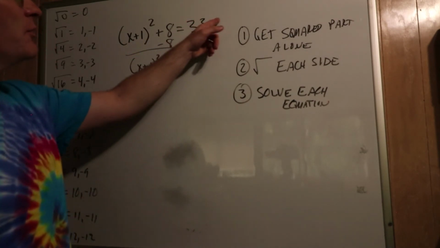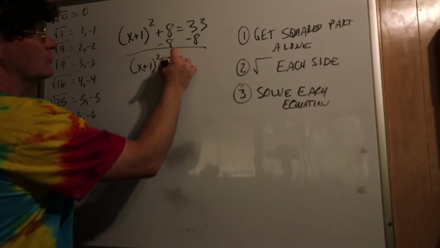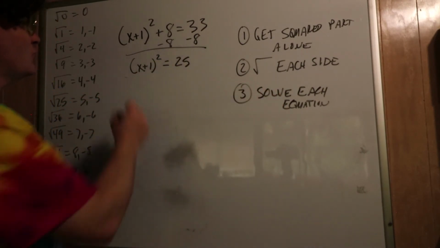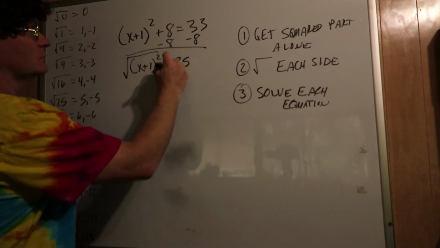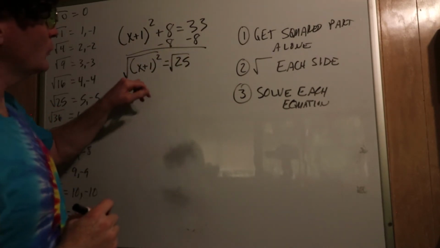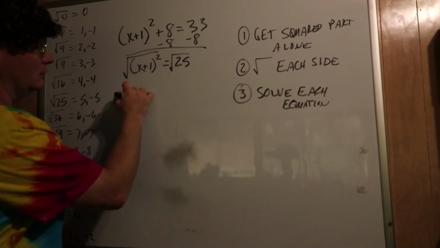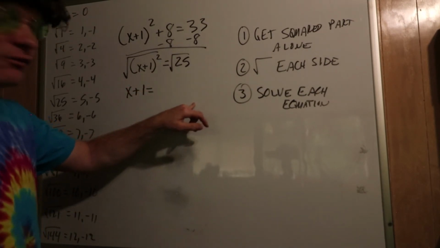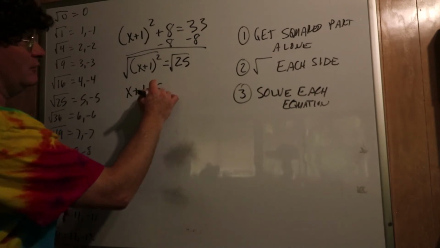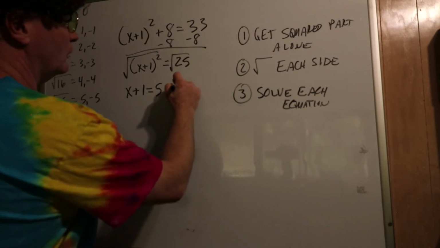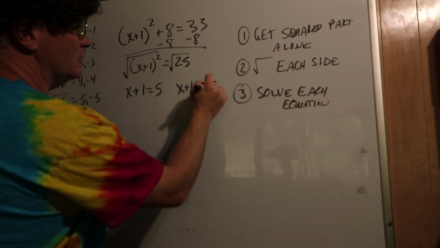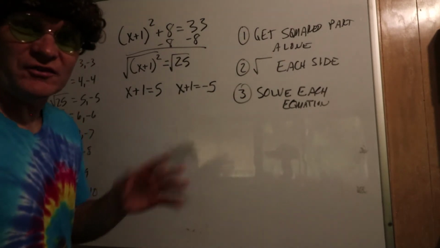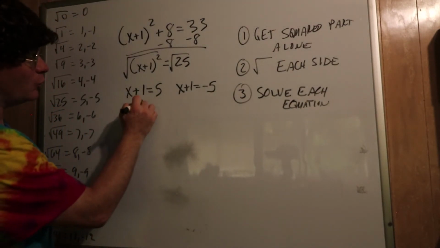See, 33 minus 8 is 25. Okay, step 2, square root each side. Square root of (x + 1)² is just x + 1. Square root of 25, well, that is positive 5. And then the other square root of 25 is negative 5. See how I wrote out both equations? That's so cool. Alright, minus 1 from each side.